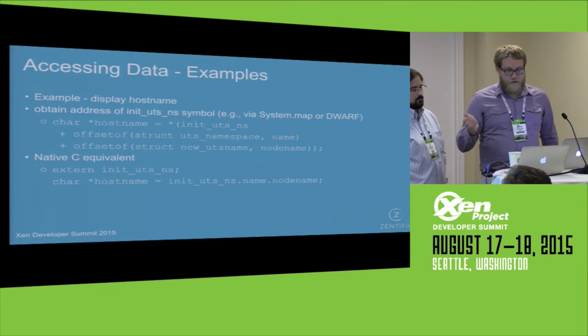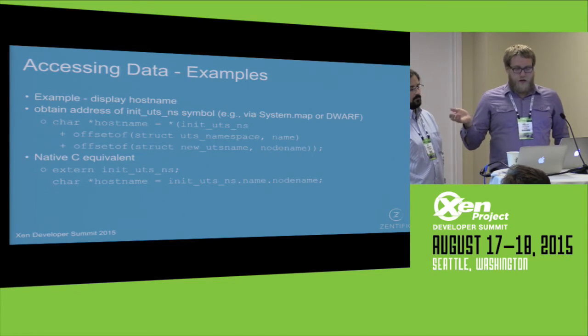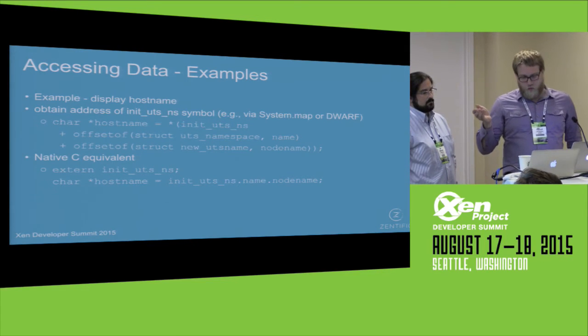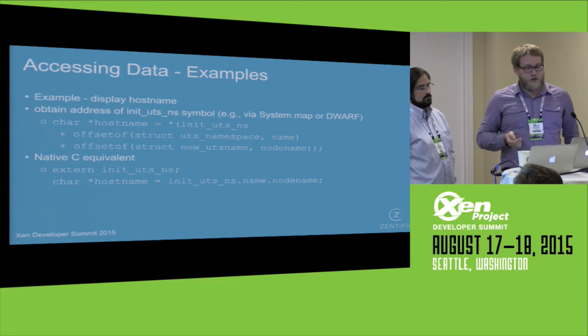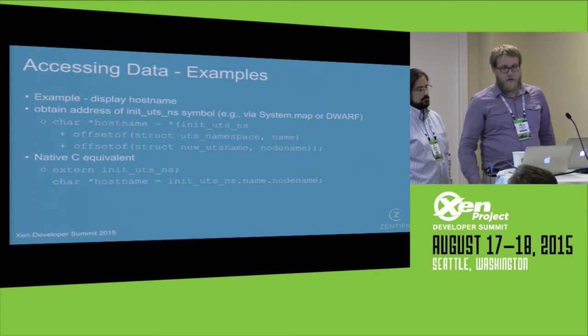Another example here is extracting the hostname from a Linux system. The init UTSNS is the structure which holds this, and we just have to request the offsets of these members and then dereference it. That gives us our char star. The native C equivalent to this would simply be taking the member out. So it's a very simple process when you look at it as C, but it has a lot more overhead when you're looking at it as VMI, but it's still accessible when you add tools on top of it.